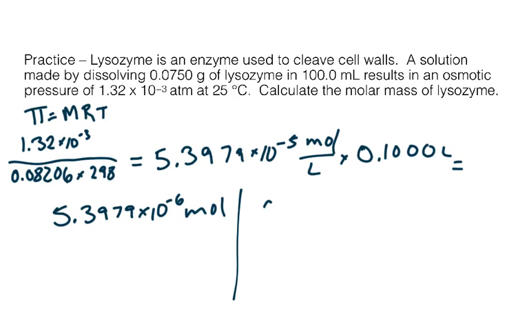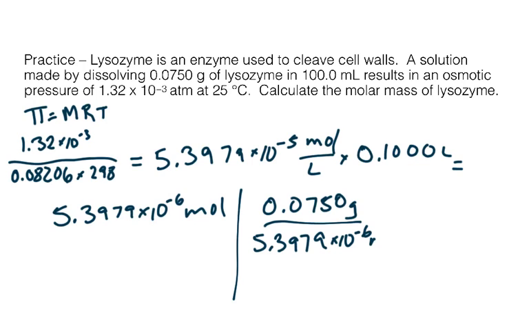So 0.0750 grams divided by my 5.3979 times 10 to the minus 6th moles gets me a molar mass of 1.39 times 10 to the 4th grams per mole.